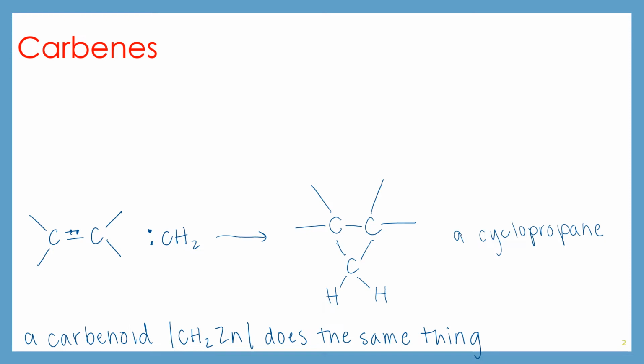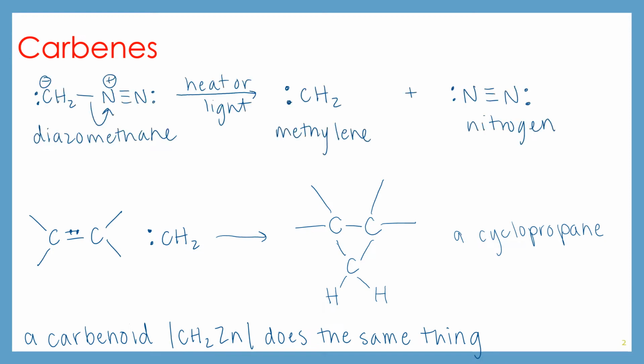Carbenes are a really interesting species of carbon that have a lone pair but do not have a negative charge on them. Carbenes are usually formed by the degradation of an unstable molecule such as diazomethane.